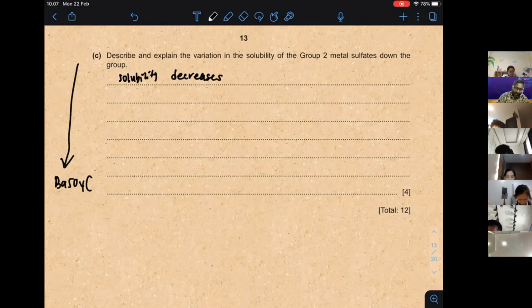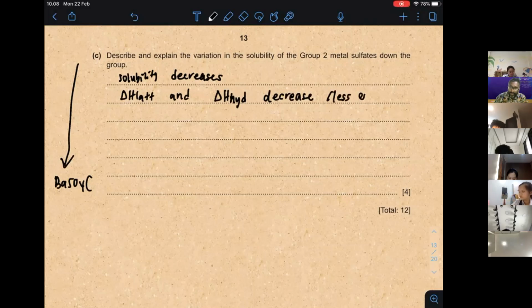So you just say, as you go down, because of the size, both the lattice energy and hydration decrease down the group, or become less exothermic. But which one decreases more? This one I want to ask.